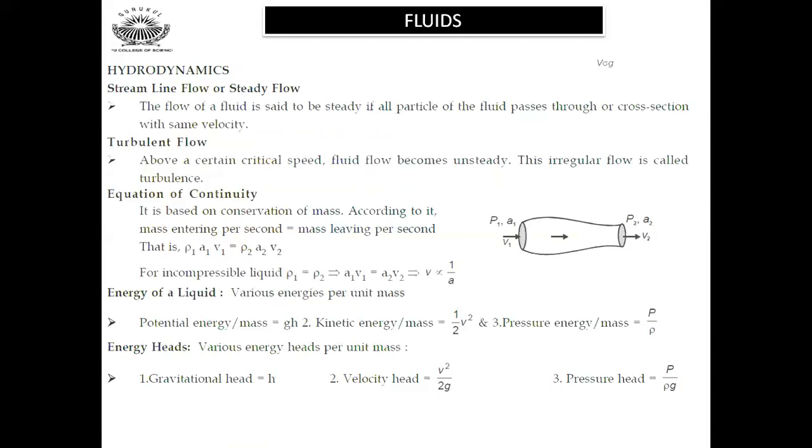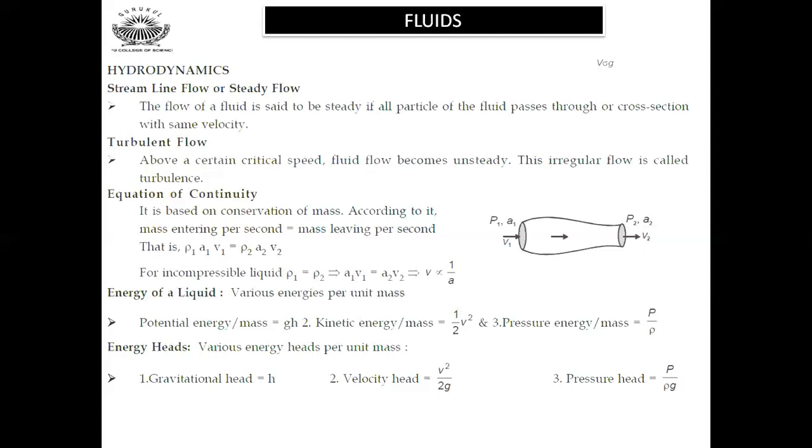Then comes the equation of continuity, which gives us the relation between the area of cross section and the velocity of the fluid. It says that the area of cross section is inversely proportional to the velocity of the fluid. The more the area, the less will be the velocity, and the less the area, the more will be the velocity. Hence A1 V1 will be equal to A2 V2, or V is proportional to 1 by A.